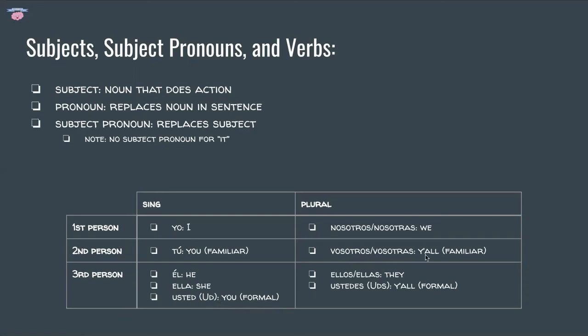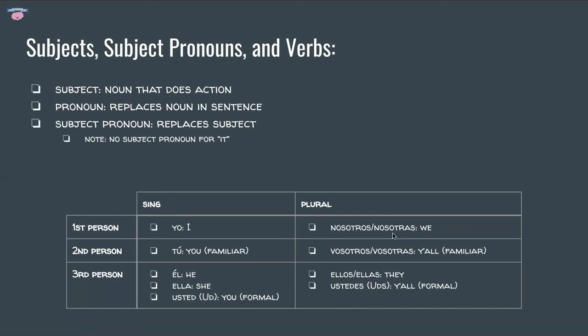Vosotros and vosotras is the y'all familiar, the plural of tú. And like with nosotros and nosotras, it's for masculine and feminine. Ustedes is the plural of usted, and it's abbreviated Uds. It's formal y'all. And then he is written as él, she is written as ella. In the plural form, they is either ellos or ellas, depending on the gender.